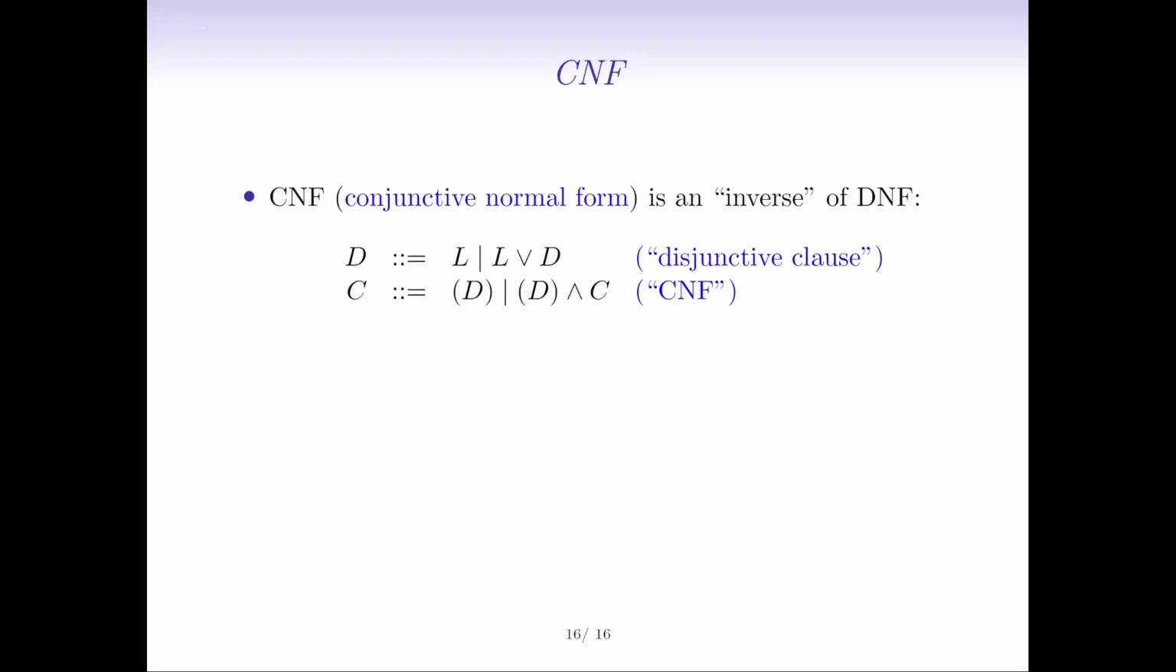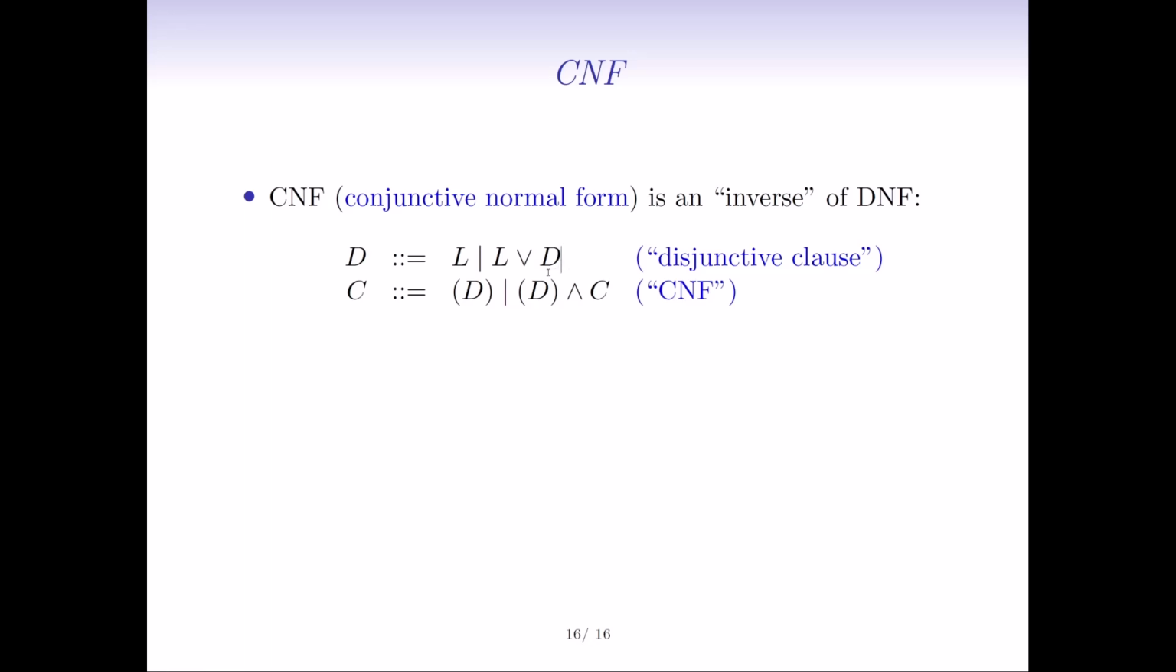And indeed, there is another normal form for formulas called conjunctive normal form, or CNF, which is like an inverse or dual of DNF. So we define literals as before, and now a disjunctive clause is given by this grammar for D. A disjunctive clause is either a literal by itself, or it's a disjunction of a literal with something which is already a disjunctive clause. So a disjunctive clause is just a disjunction of one or more literals.